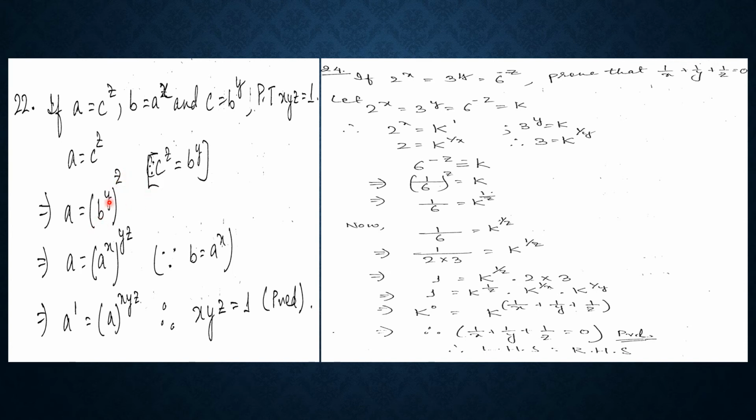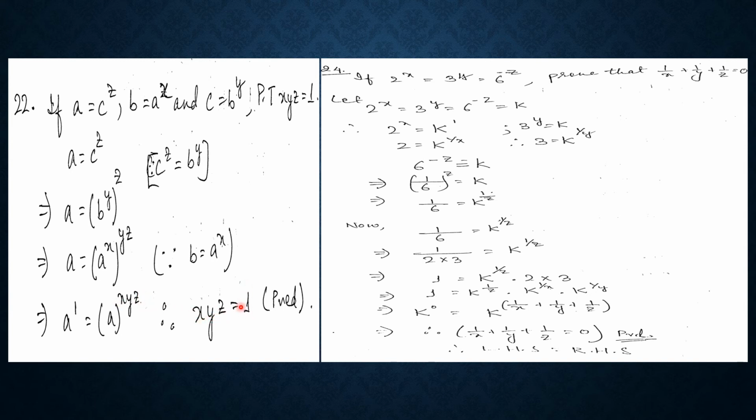Now if I multiply this, it will become yz, and we know that the value of b is given to us as a to the power x. So it will be a is equal to a to the power xyz. Now since bases are same, the powers are also going to be equal. So we can say that xyz is equal to 1.